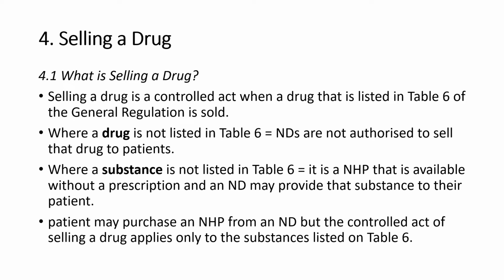Where a substance is not listed in Table 6, for example, vitamin C, it is because it is a natural health product that is available without a prescription, and an ND may provide that substance to their patient. While a patient may purchase a publicly available product, or NHP, from an ND, the controlled act of selling a drug applies only to the substances listed on Table 6.